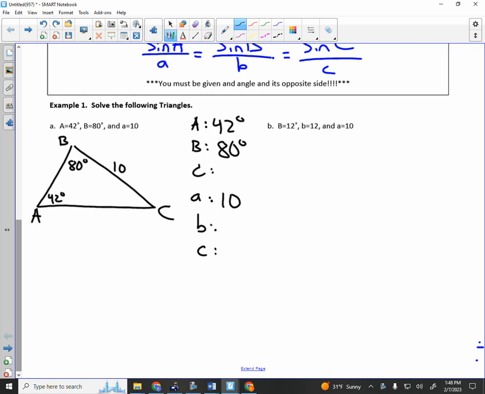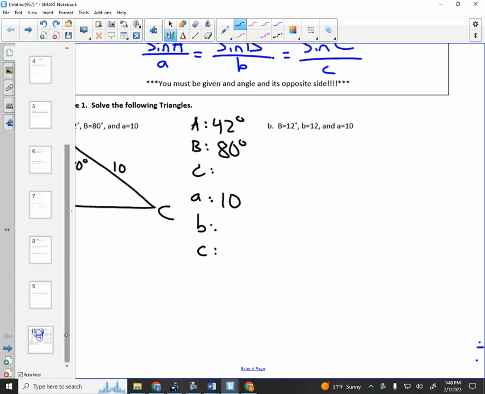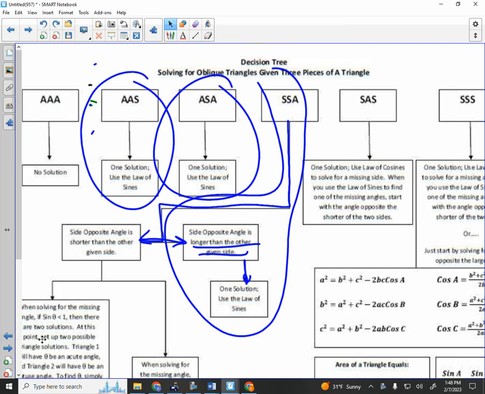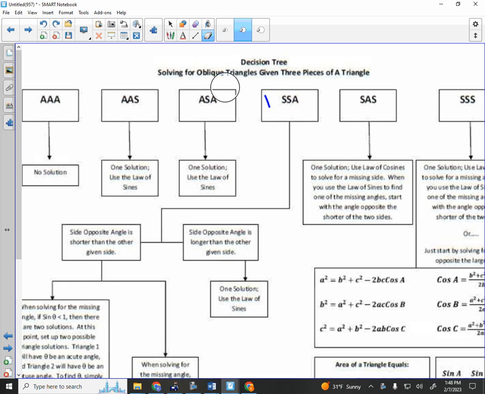There's a couple ways to start this problem, but before we do that, we're going to classify this triangle. So what I want you to do is flip to the very back page of your notes. You should see a sheet that looks like this. This is what you get to use on the test.